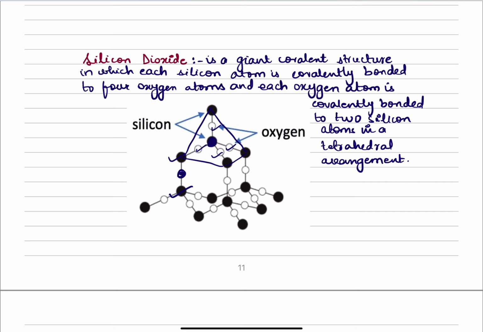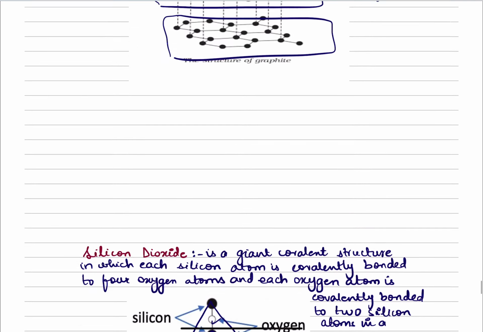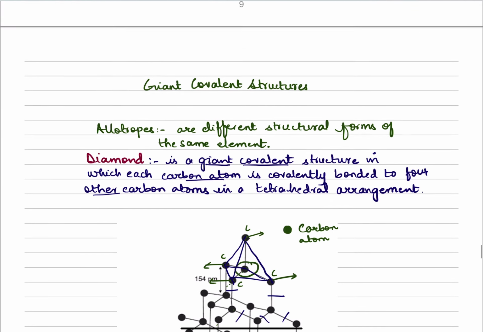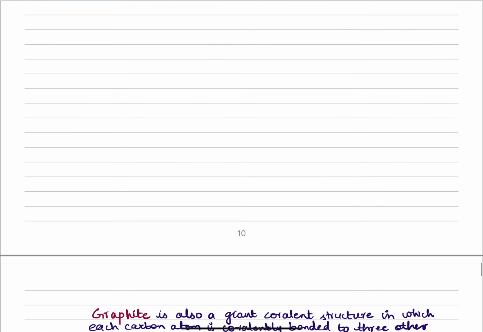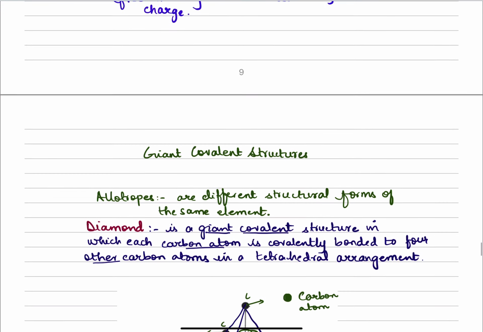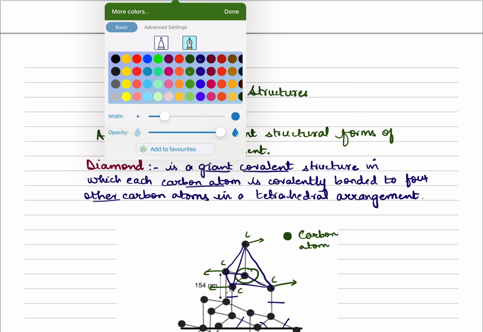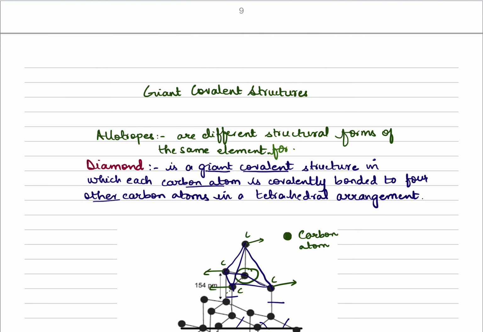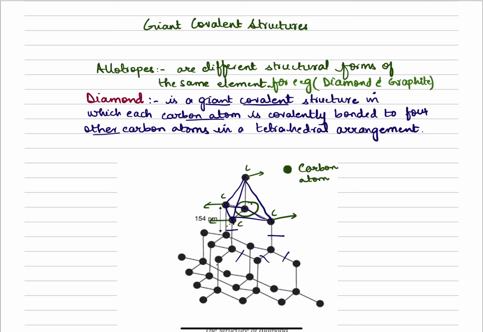And this is a continuous pattern of these atoms: silicon dioxide, graphite, and diamond. Diamond and graphite are allotropes of carbon. Silicon dioxide is separate. It does not contain carbon, hence it's not an allotrope of carbon. So, for example, I can write examples here: diamond and graphite. In the next video, we are going to see the properties of giant covalent structures with reference to their structures.